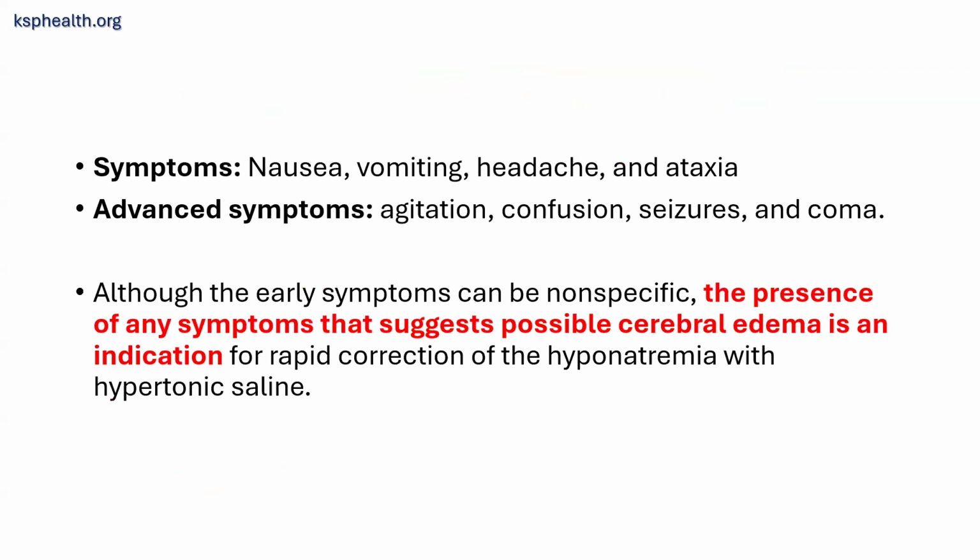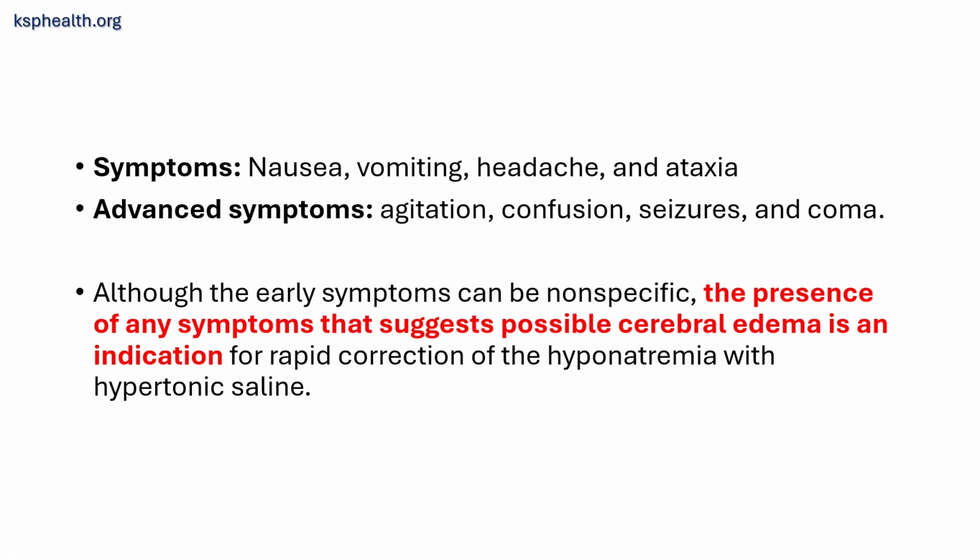What are the symptoms of hyponatremic encephalopathy? Most of them are non-specific: nausea, vomiting, headache, and ataxia. In a bedridden patient, ataxia cannot be elicited. Headache in geriatric demented patients you cannot elicit. The same is true in infants and children. You cannot elicit these two, so you have to depend on nausea and vomiting, which are oftentimes attributed to something else.